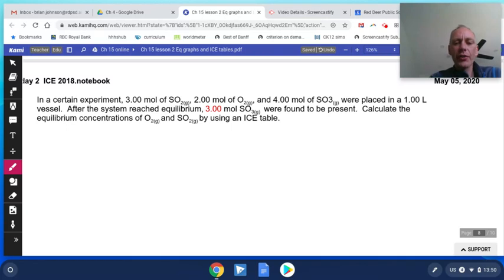I think this is a change from the one that's in your study guide. I think I changed that to 3 moles. That's why it's in red.